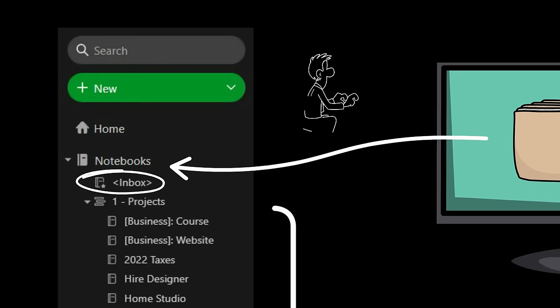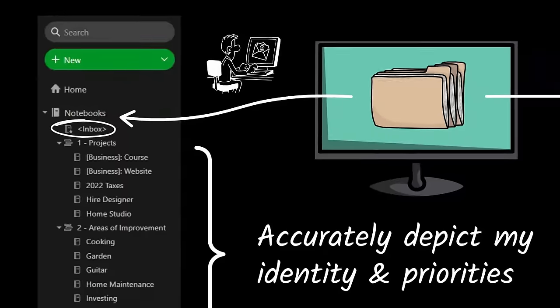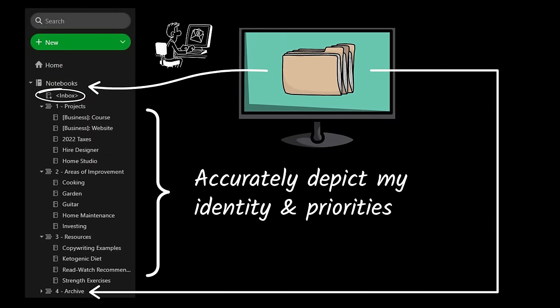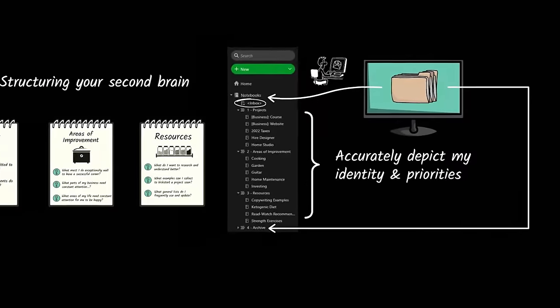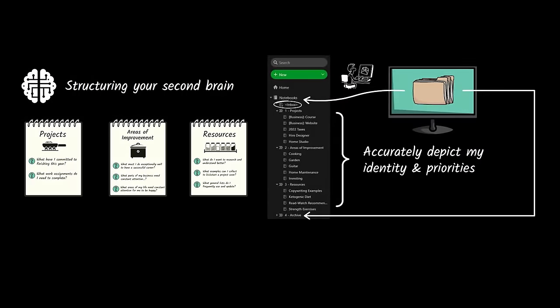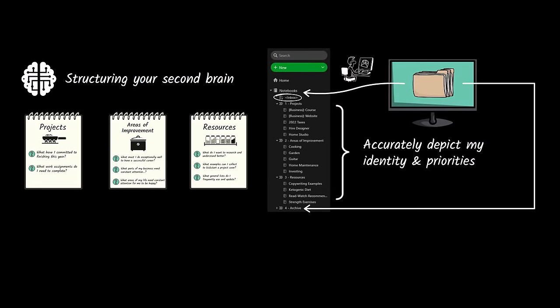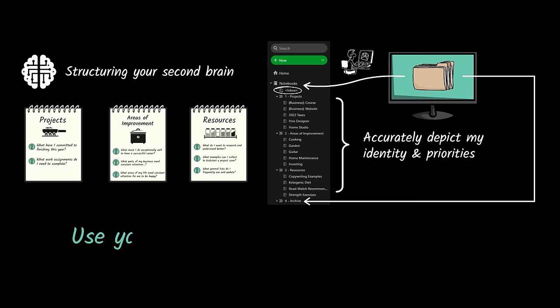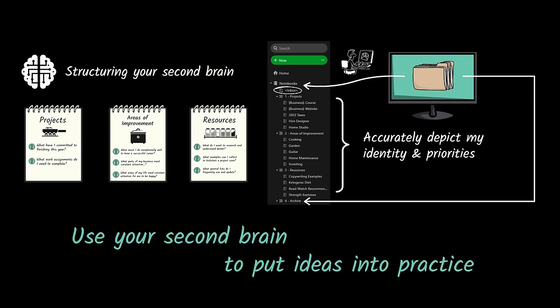Then develop the habit of organizing the notes in your note inbox immediately after you check your emails in your email inbox. Don't be afraid to delete or archive most things in your inbox. The last thing you want is to clutter your second brain with notes that don't advance your projects, improve an area of your life, or provide inspiration or guidance for future projects. Your second brain is not meant to hoard information. It's meant to put information and ideas into practice.